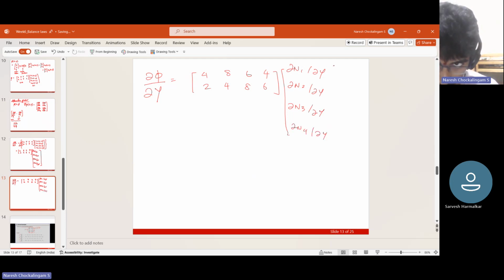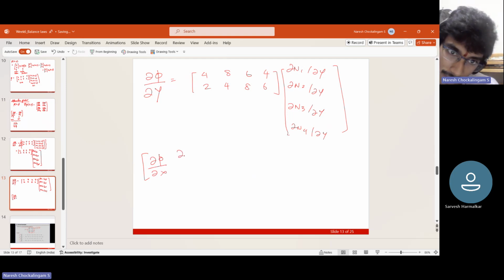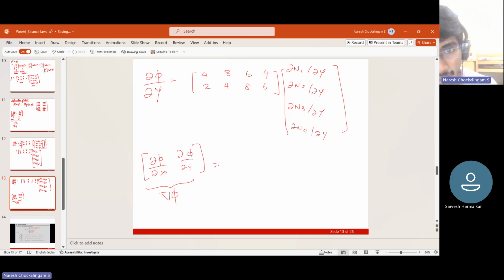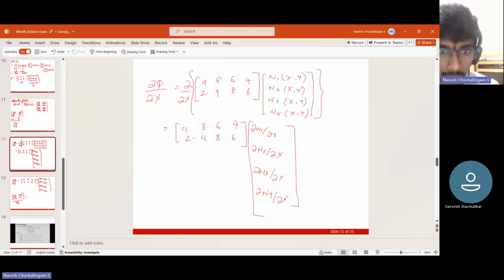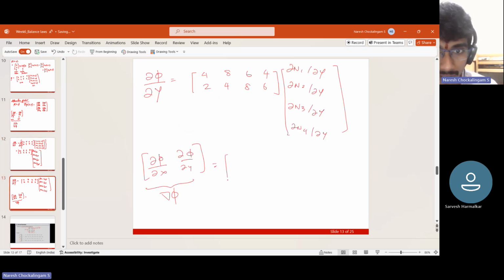Now you just want to collect these two in one matrix, right? Dou phi by dou x, dou phi by dou y. This will be your grad phi tensor. Whatever is pre-multiplying in both cases is the same matrix, right? So you can take that matrix commonly out. So this is a 2 cross 4 matrix, and here you will get a 4 cross 2 matrix.